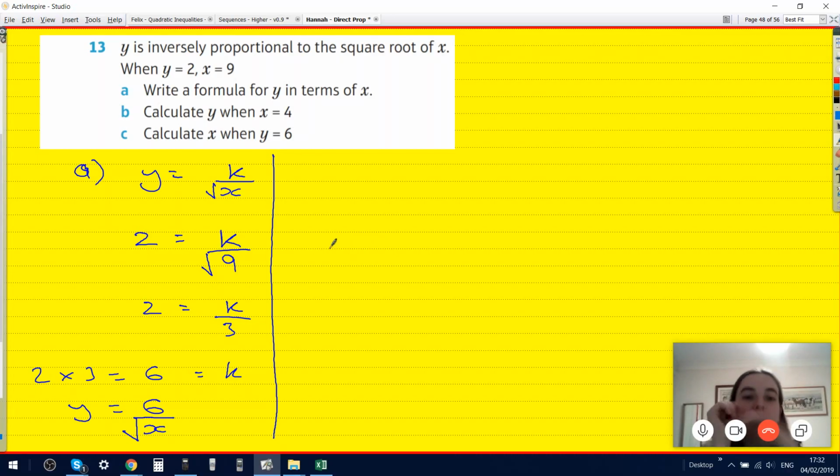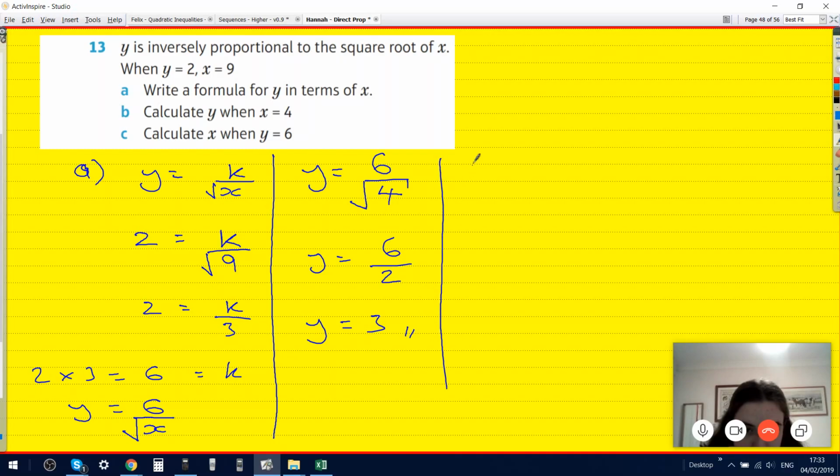And then y equals k over root 4. I mean 6 over root 4. Which is, 4 is x, it is with 6 on it. Yes. Which is 3.